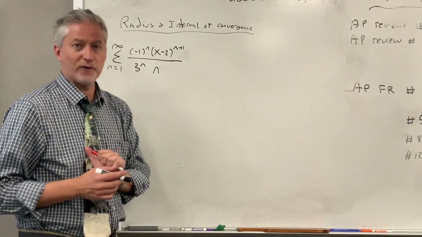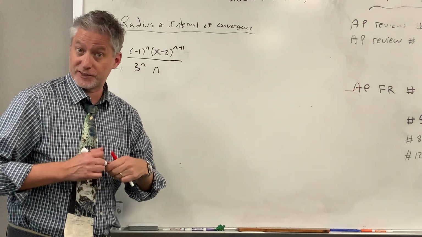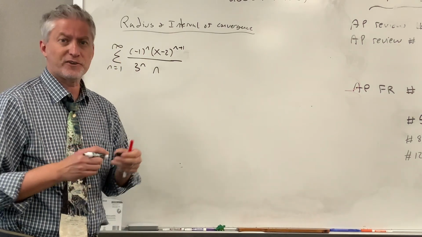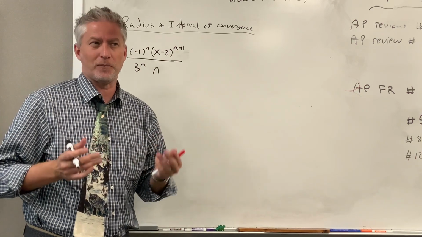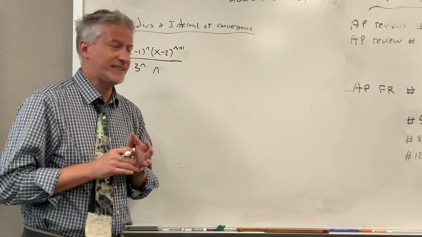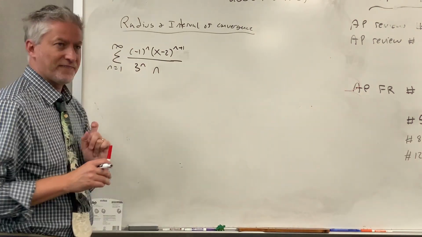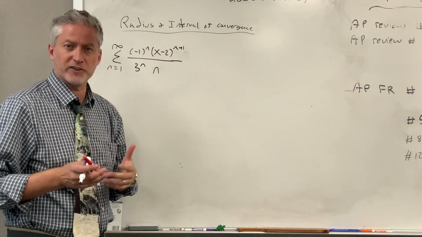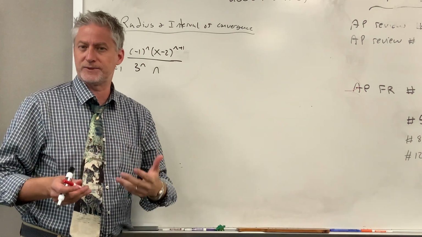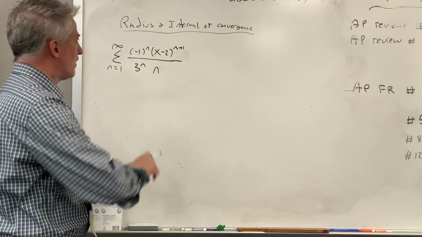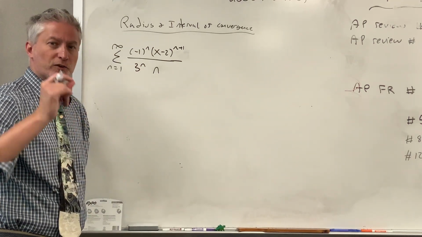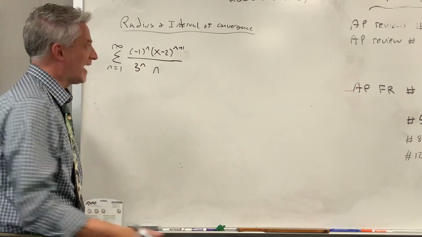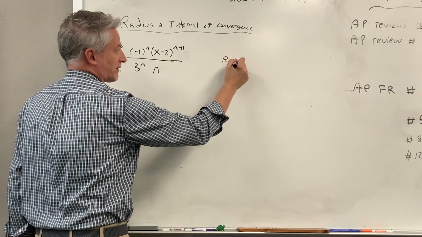I'm going to go over a radius and interval of convergence question with you. Radius and interval of convergence is basically saying we want to find a domain that guarantees that this series will converge by using any of our known tests. So when we do a radius and interval of convergence, we're going to use the one test that can guarantee it, and that's going to be our ratio test.